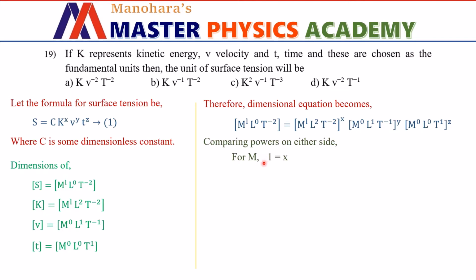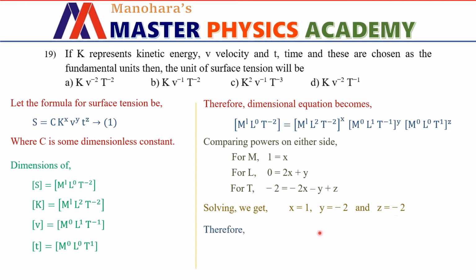For mass dimension, we have 1 equals x. For length dimension, we have 0 equals 2x plus y. For time dimension, we have minus 2 equals minus 2x minus y plus z. Now, solving, we get x equals 1, y equals minus 2 and z equals minus 2. Putting these values in equation 1, we have s is equal to k power 1, v power minus 2, t power minus 2. Here, we have ignored the dimensionless constant c. Therefore, option A is the right choice.